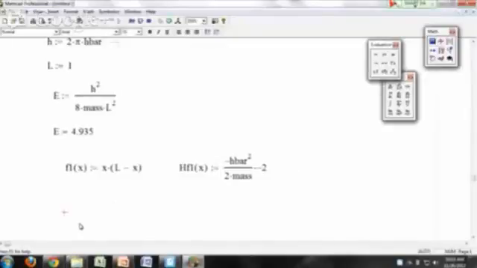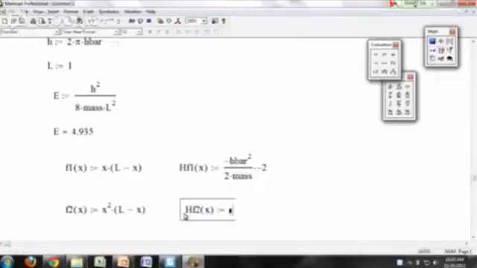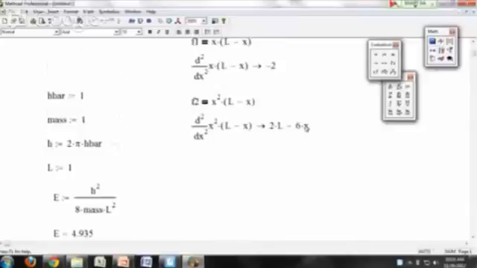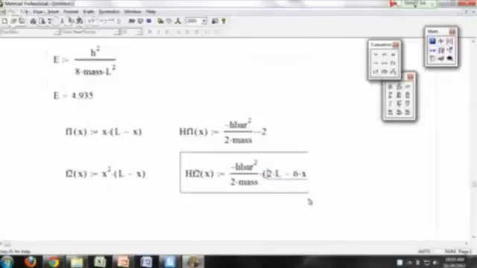Okay, let's define f2 of x. That's x squared times L minus x. What's the Hamiltonian applied on that one? hf2 of x equals negative h bar squared divided by 2 times the mass times the second derivative of f2, which is 2L minus 6x. Let me copy that.